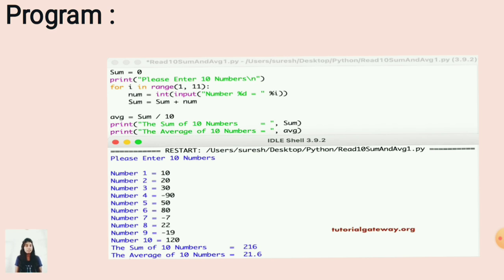Totally we have to add the 10 numbers. Here the answer is 216. How do we calculate the average of the 10 numbers? It means 216 divided by 10. We have the answer 21.6.